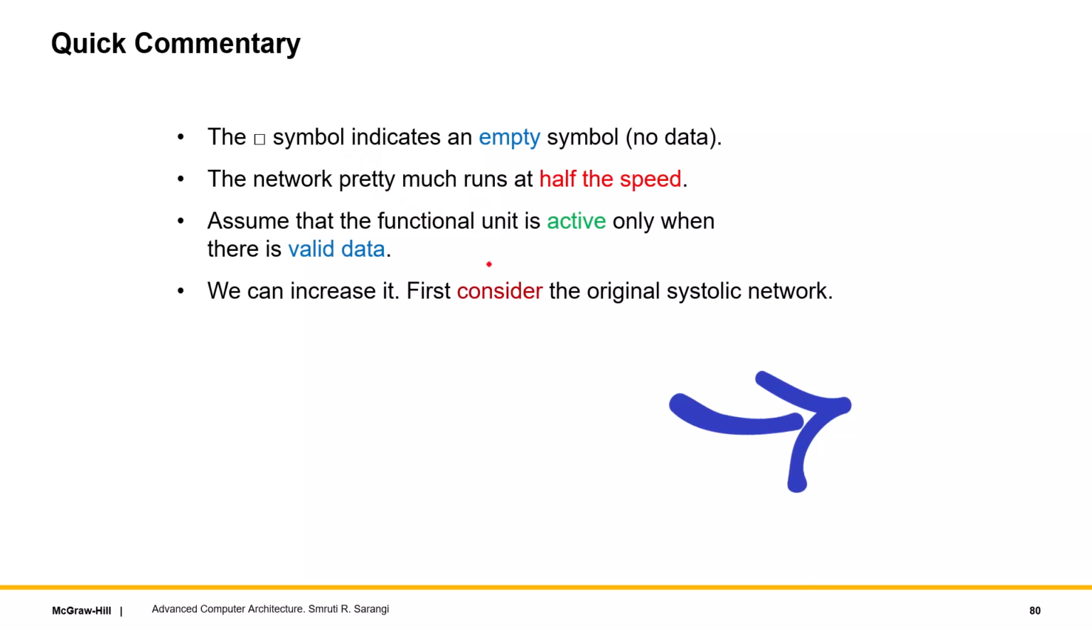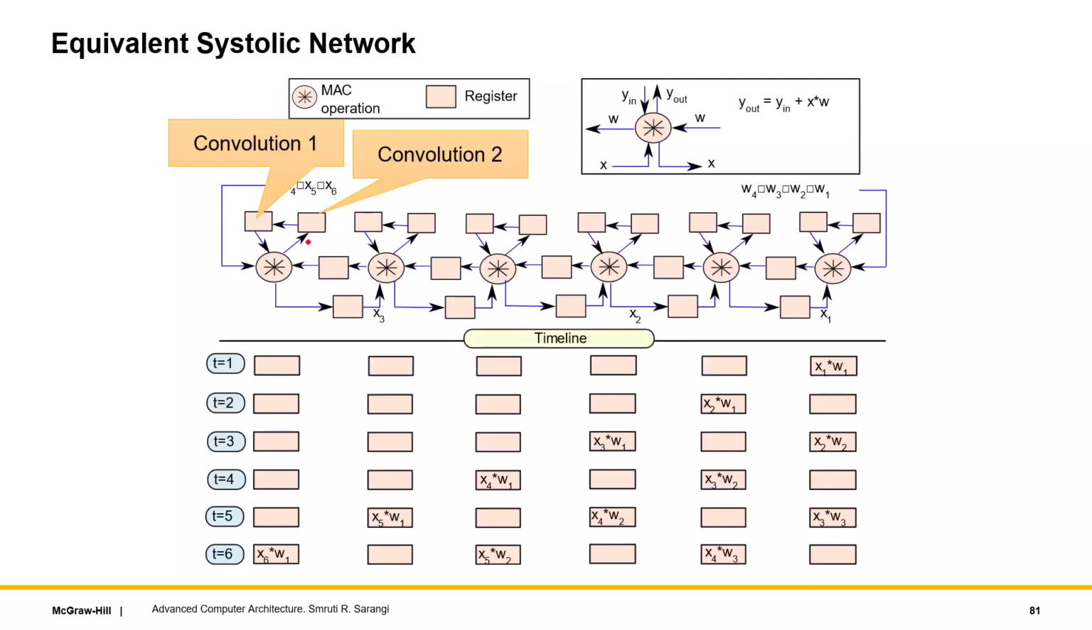Well, the idea is that we can increase the performance, but first consider the original systolic network. What you can do is perform two separate convolutions in parallel, right? Here you could put another set of weights, or maybe the same set of weights but a different set of data, and here again another set of data, and compute two convolutions in parallel. They would not interfere with each other, because as you can see there are these bubbles in the pipeline, right?